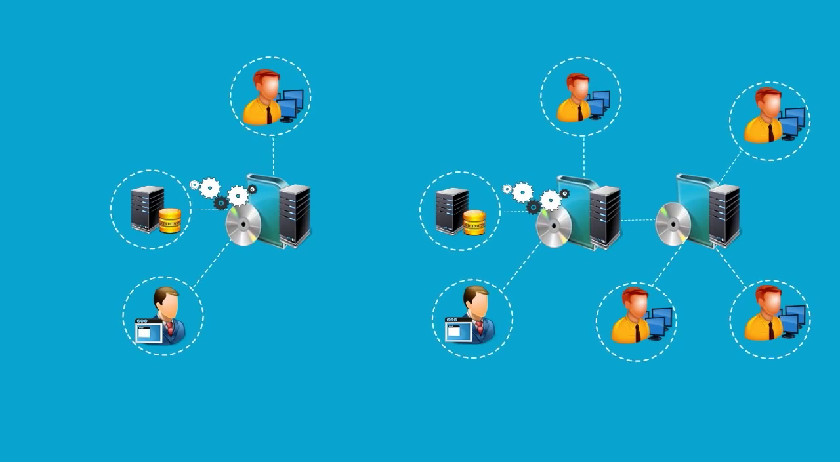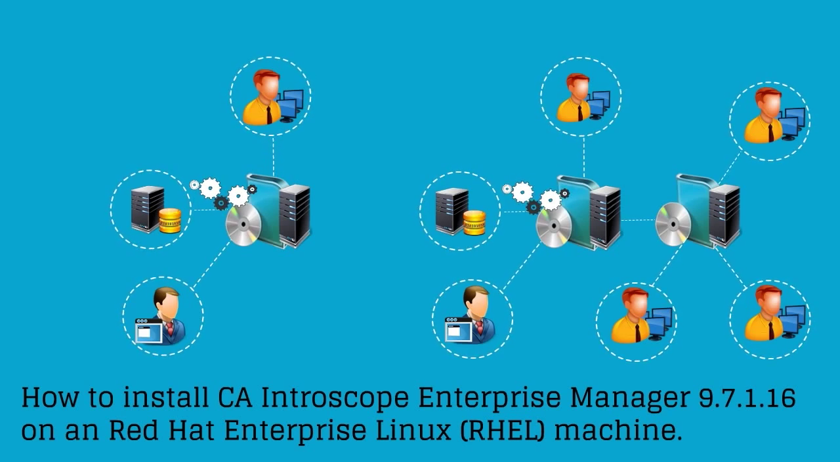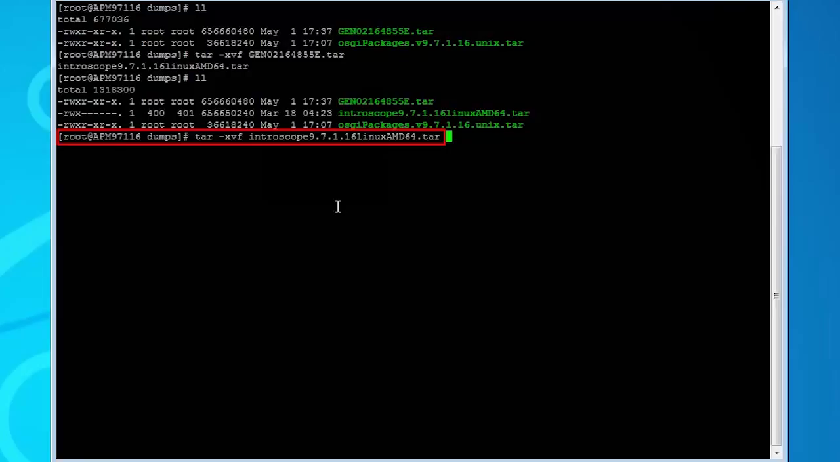In this video, you will learn how to install CA Introscope Enterprise Manager 9.7.1.16 on a Red Hat Enterprise Linux machine. Let's copy the Enterprise Manager installer tar file and OSGI package on the RHEL6 server. Enter this command to extract the tar file. Once again, enter this command to extract the tar file.